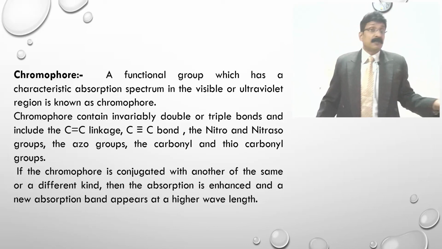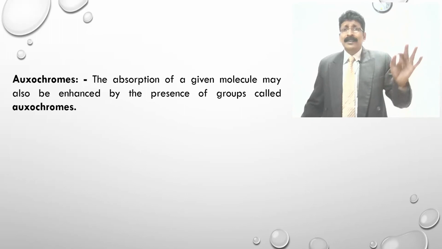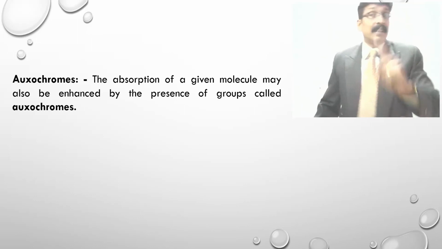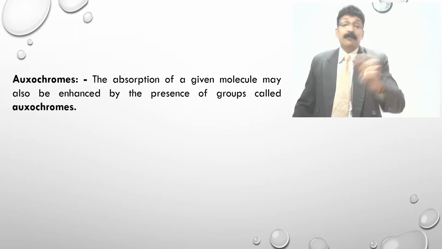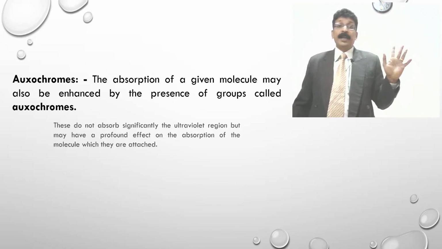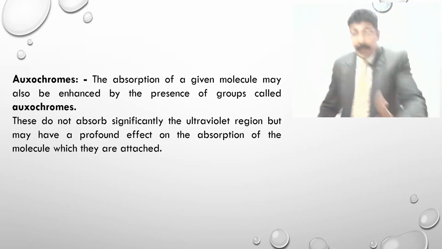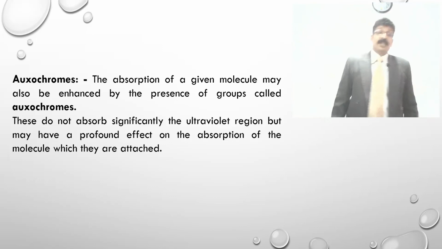Now, what is oxochrome? Oxochromes are groups like oxygen, chlorine, nitrogen, halogens, or nitroso compounds, which may give a transition, but they are not involved directly in the absorption. Understand? That's why it is called oxochrome. The absorption of the given molecule may be enhanced or shifted by the presence of such a group. They do not significantly absorb in the ultraviolet region themselves, but may have a profound, enhancing, or supporting effect on the absorption of the molecule they are attached to. That is what you have to remember.